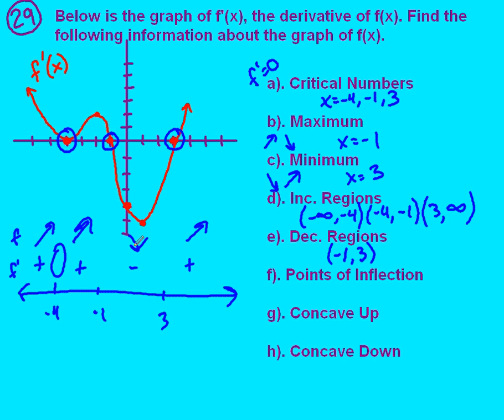Okay, the last part, points of inflection. Points of inflection happen when f double prime equals 0. Well, f double prime is the derivative of f prime, which is what we were given in our graph. Okay, the derivative means slope. So we want to know when the slope of this graph equals 0. Well, that happens whenever we have a maximum or a minimum value.